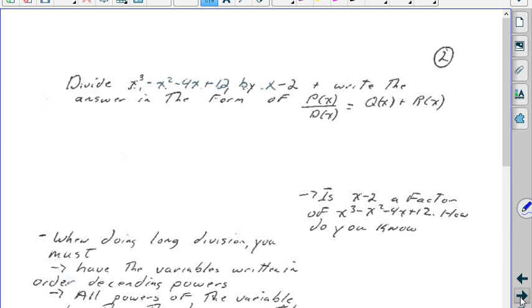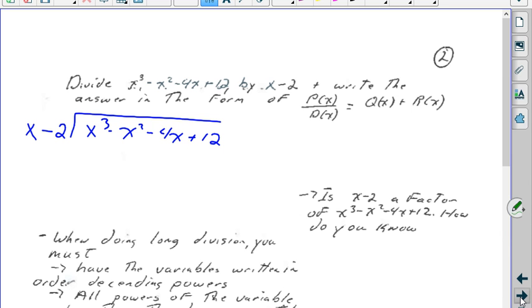So we have the next question, x cubed minus x squared minus 4x plus 12. I want to divide that by x minus 2. So I set up the algorithm. Now there are other ways of doing this. I prefer, well, I don't prefer, but I think because we haven't talked about box multiplication for a very long time, it's easier we do something to do with this.